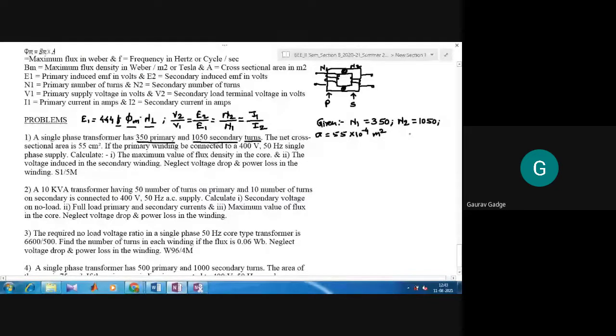Now, if the primary winding is connected to 400 volts, it means this particular side is connected to 400 volts. So the primary side voltage V1 is 400 volts. Then the frequency is 50 hertz. That is what is given, right? Now we already said that E1 is equal to V1, when we derived the EMF equation. So I directly mention here, E1 is equal to V1 is equal to 400 volts.